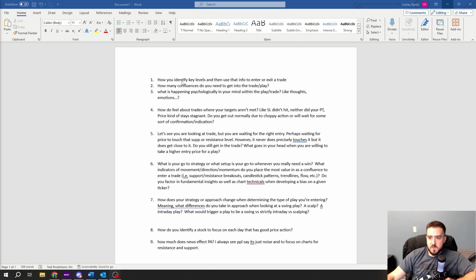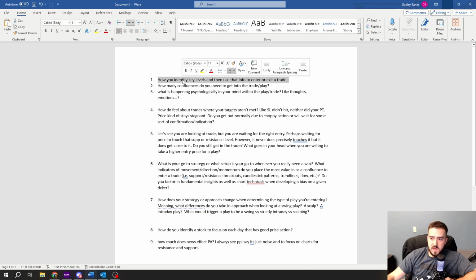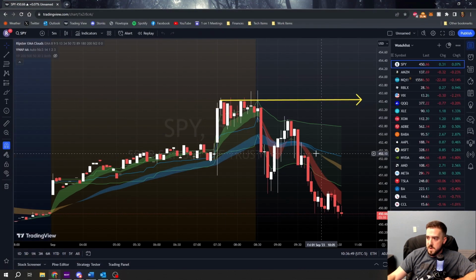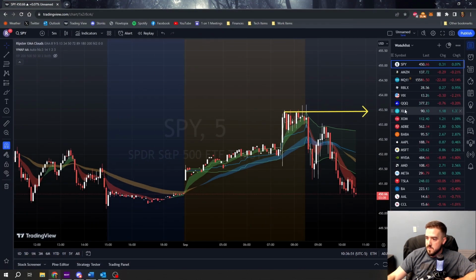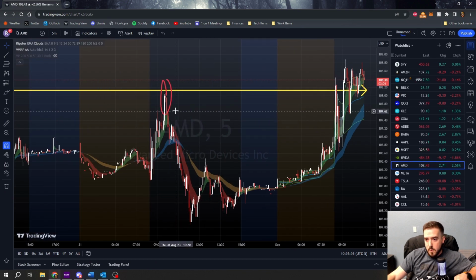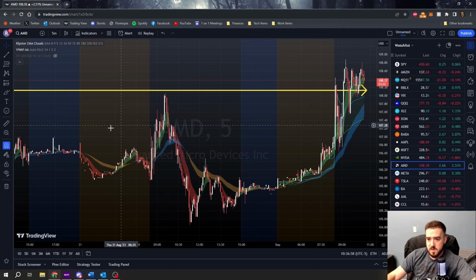So let's go over the first question. How do you identify key levels and then use that information to enter and exit a trade? So a super good question. I've gone over this many times, but I can show you really quick how we did it. I believe it was with AMD. Yes, AMD this morning. So let's delete some of these.